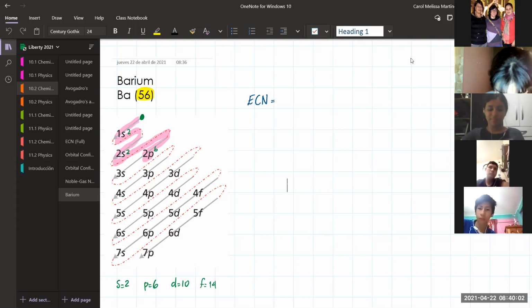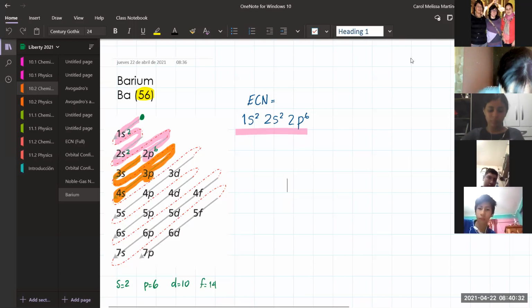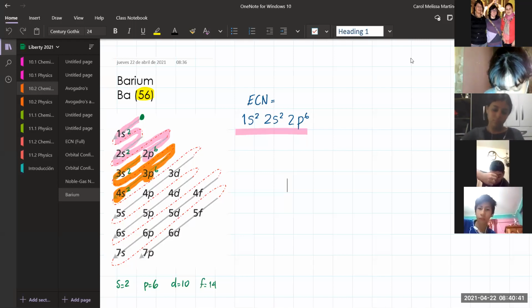So here I have 1s2, 2s2, 2p6 in the first place. But I need 56 electrons, not 10, so I need to continue. So I continue with 3s, I follow the dash line, continue with 3p, and I follow the dash line to 4s. I know that over there I have 10 more electrons because I have 2, 6, and 2, that makes 10. So I write the rest of the configuration like this.